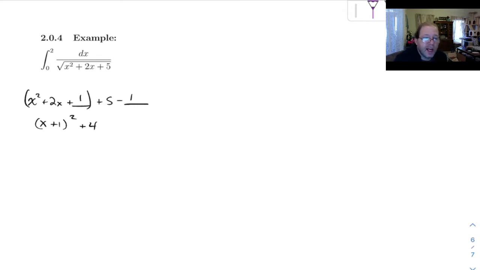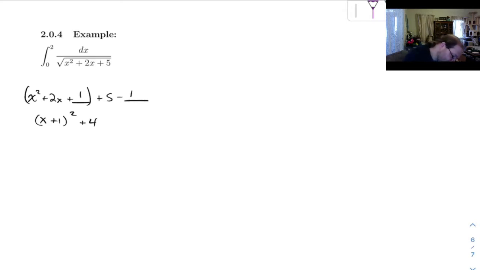So this one's going to be a tangent. So this is u squared, this is a squared. So we're going to let x plus 1 equal 2 tan theta. So my dx is going to be 2 secant squared theta d theta.